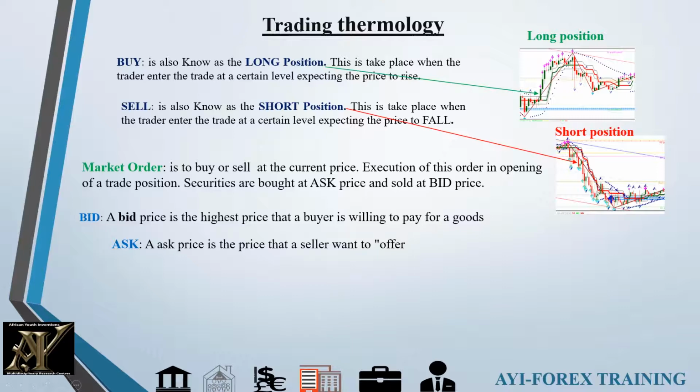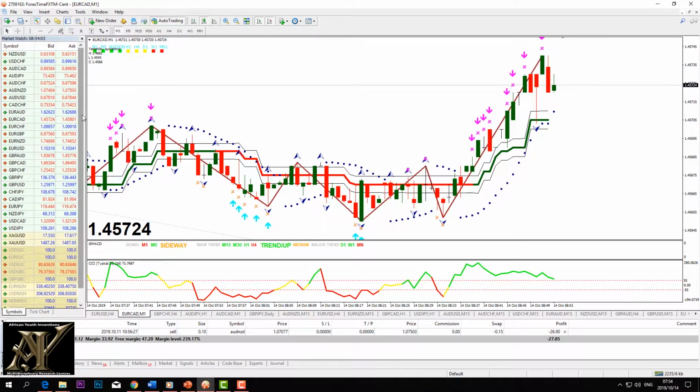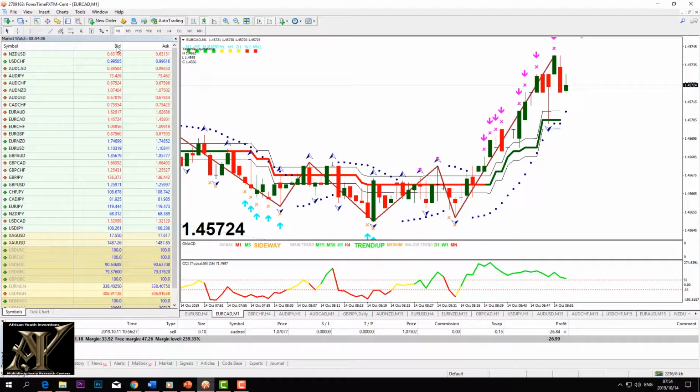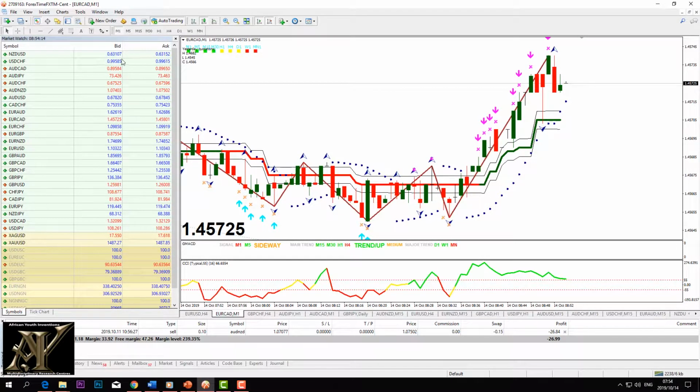Now, to understand this, if I go to the program here and open it, this is a bid and this is ask. Mostly here you are buying. So if you want to buy, this is what you use, and if you want to sell, you use this one. This is New Zealand versus US, so you are trading between New Zealand and US.